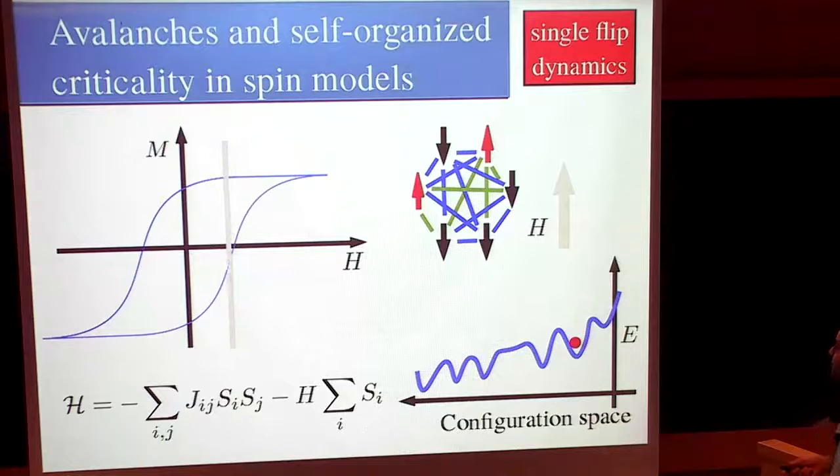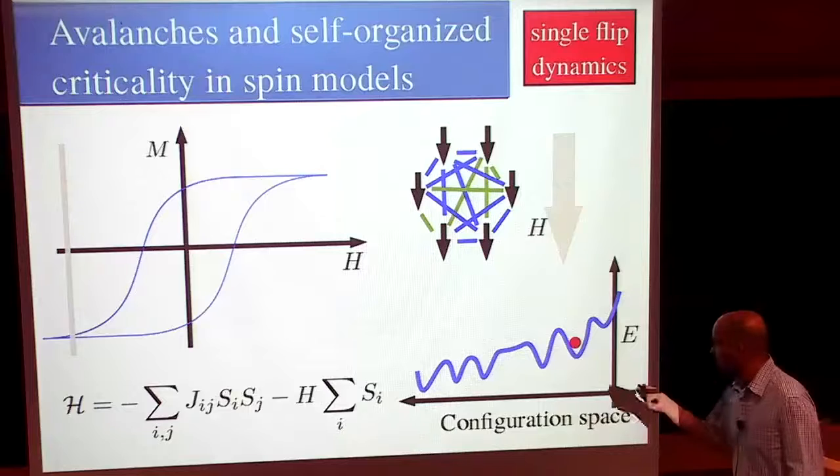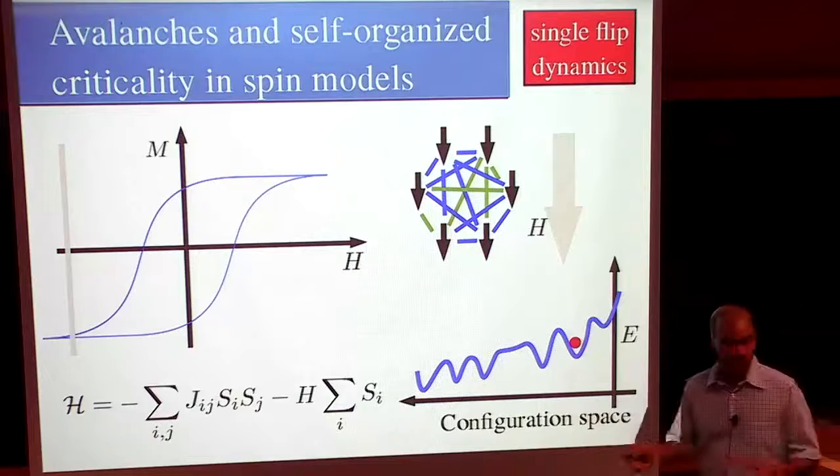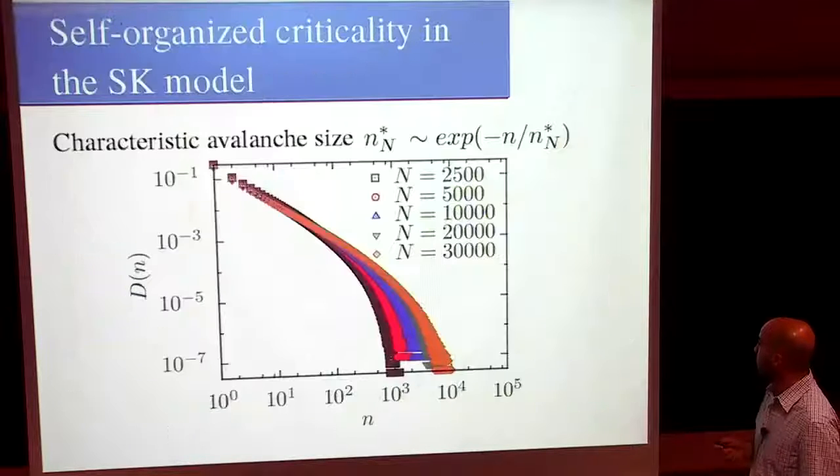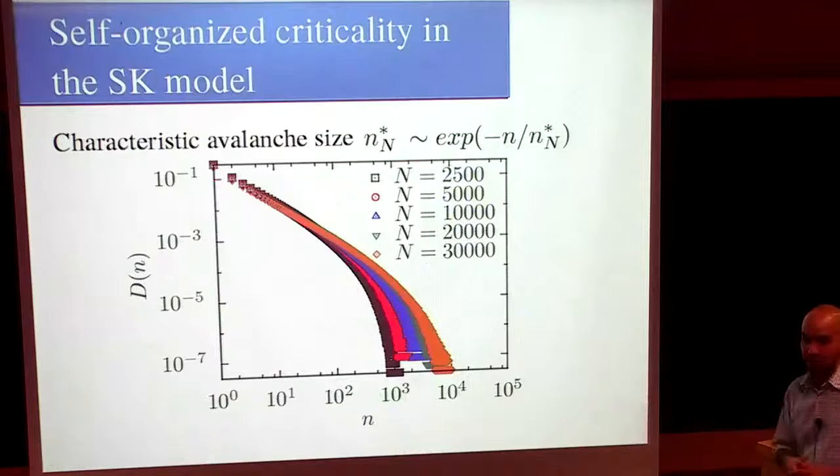This is done along the whole hysteresis line until all spins are pointing in the opposite direction. And when studying the avalanche statistics, they have seen self-organized criticality. They have seen a power law distribution. So we here reproduce their results for some a bit larger system sizes than back then.